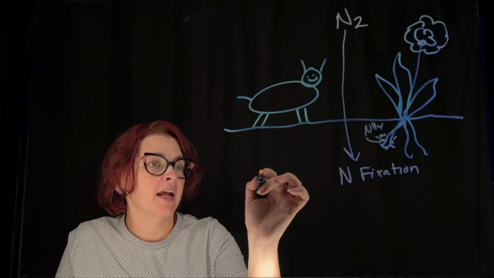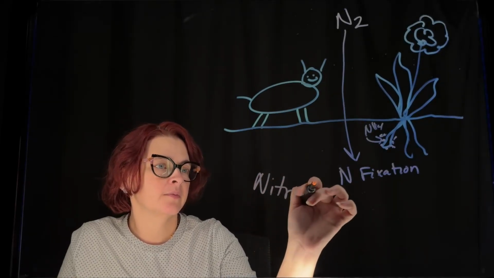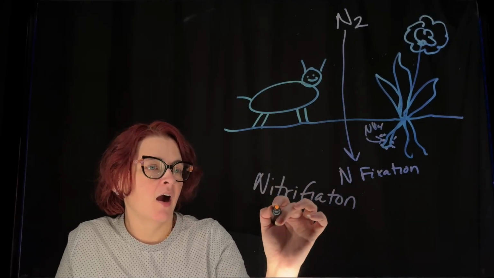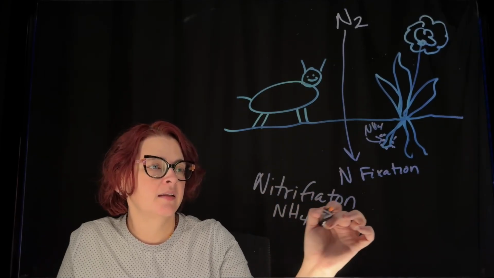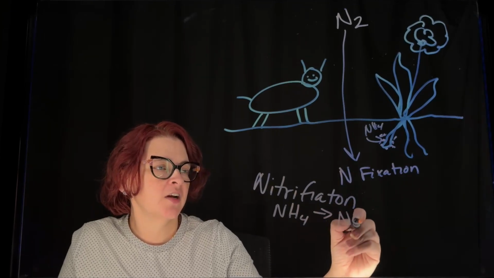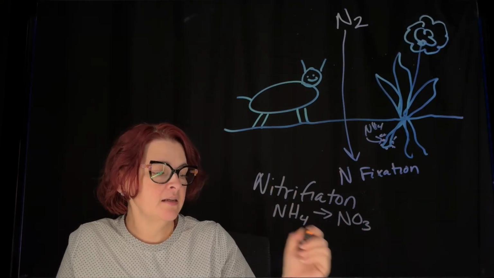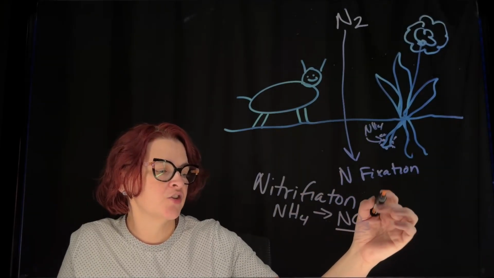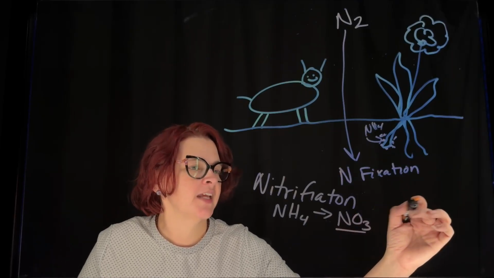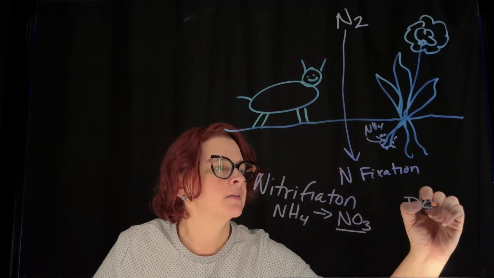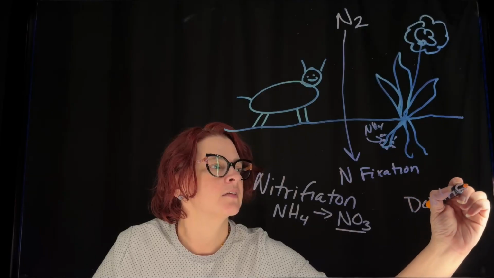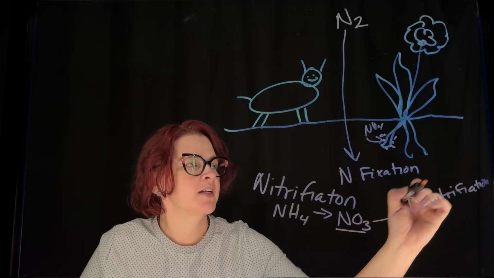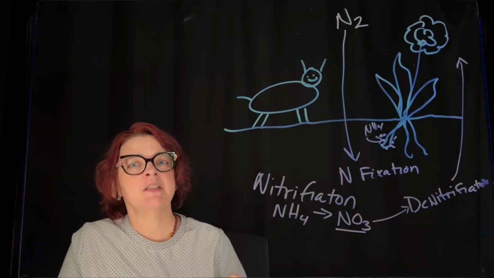Then you have other bacteria that do nitrification. And these bacteria are essentially taking our ammonia and shifting it into nitrates and nitrites. Again, plants can utilize the nitrates and nitrites. And this is generally happening in the soil. Then we have denitrification bacteria, that takes the nitrates and the nitrites and puts it back up into the atmosphere as nitrogen.